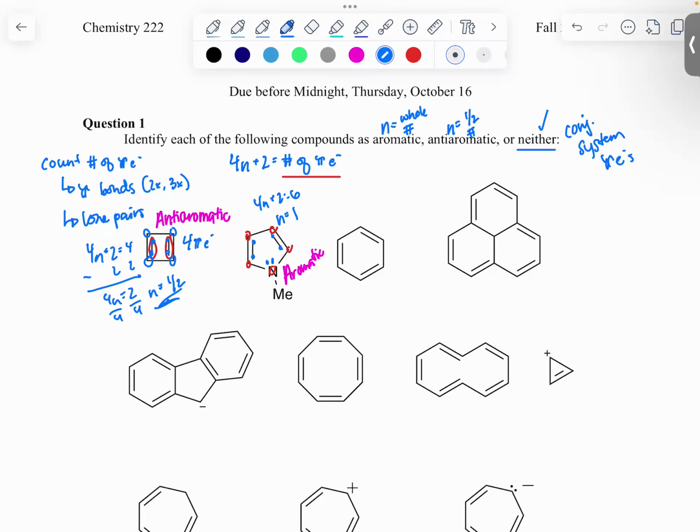Next, we have this benzene. We have 6 pi electrons, so we know that n will equal 1. And again, each of our atoms has pi electrons, and so it is a conjugated system. This one is also aromatic.